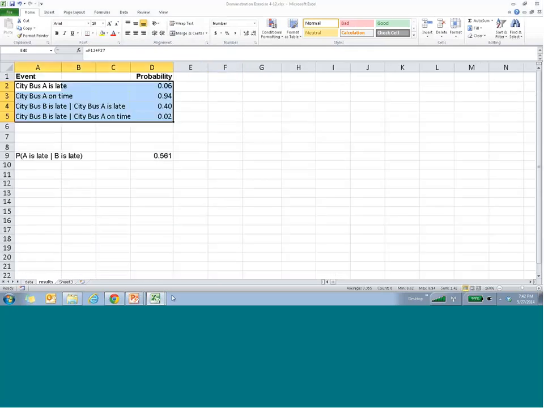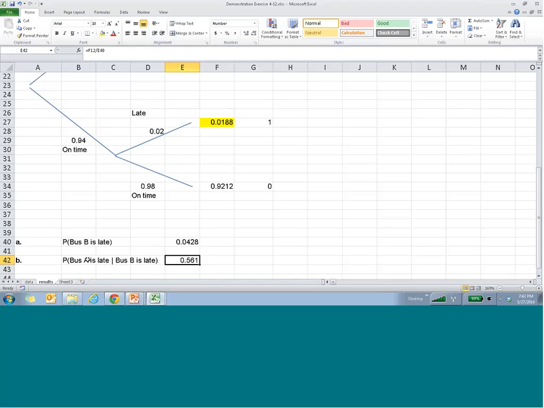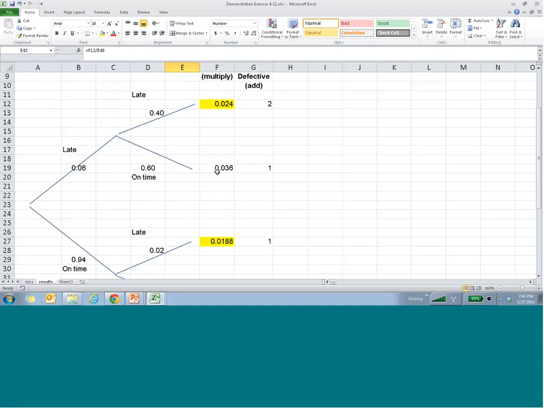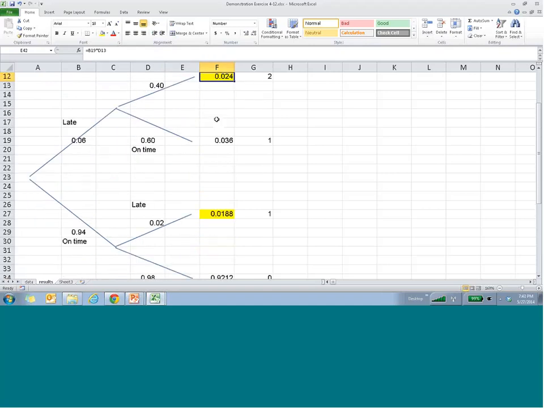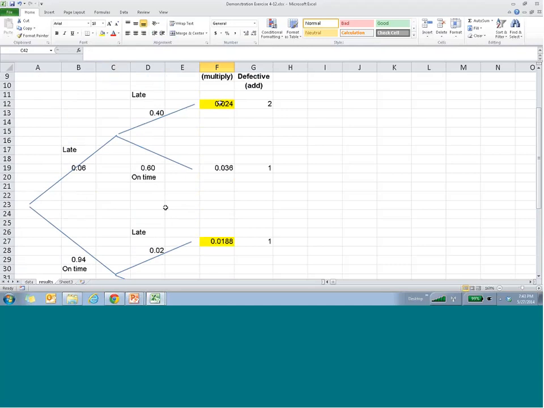Now, let's do the exact same thing using Bayes' formula. Well, actually, sorry, this is the second. We'll compare the second one. Here we're going to say, what is the probability that bus A is late given that bus B is late? Okay? So, following our tree, this is on page 136, top of page 136. Remember, this is our joint sample. So here is the probability that B is late, and we want to know what the probability of bus A being late is, given that bus B is late.